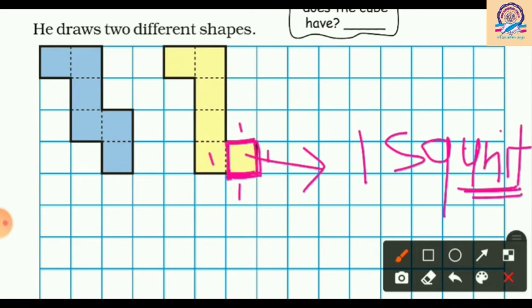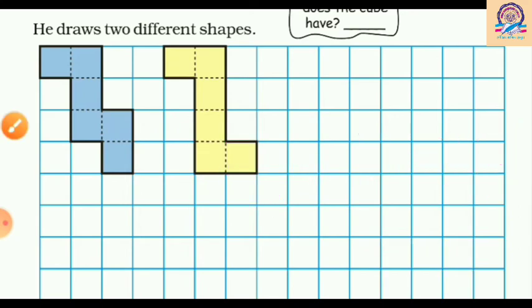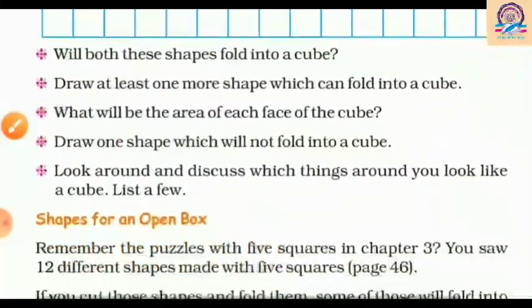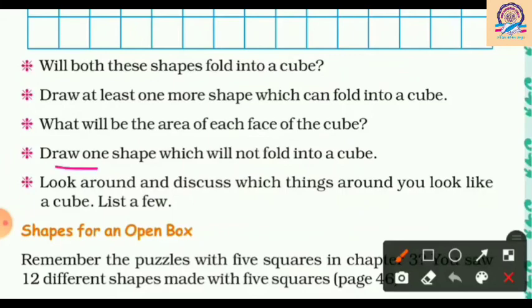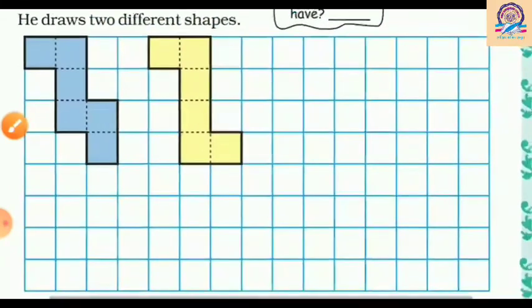If all the sides are 1 centimeter, then the area is 1 square centimeter. And if all the sides of the square are 1 meter, then it is 1 square meter. Okay, bacha party? Now the next question is, draw one shape which will not fold into a cube.